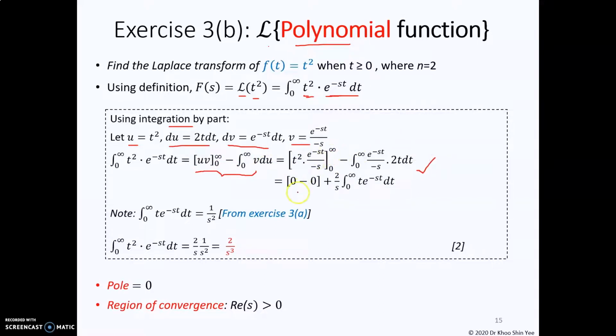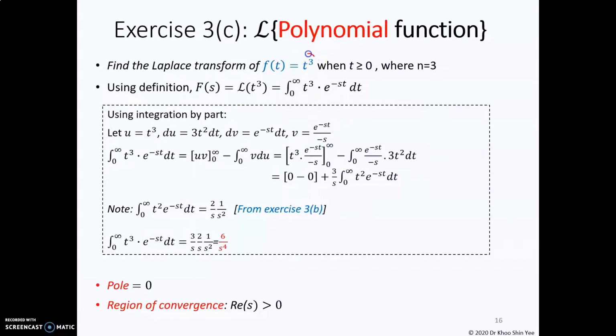Substitute the limit inside, you get 0 for this term. And then for this term, you need to integrate. Luckily, from the previous example, we already get the answer for this integration, so we can just substitute. So you have 2 over x multiplied with this, which is 1 over x squared. So with that, you obtain the final answer to be 2 over x power 3.